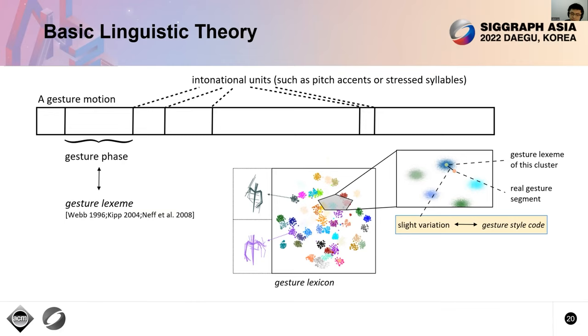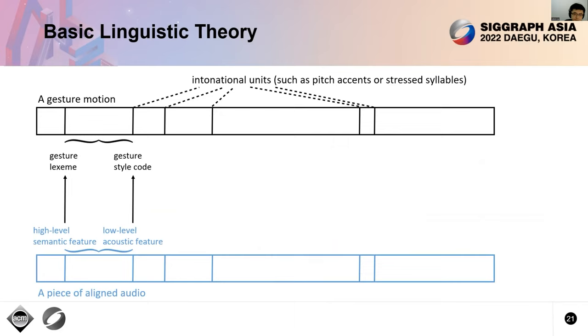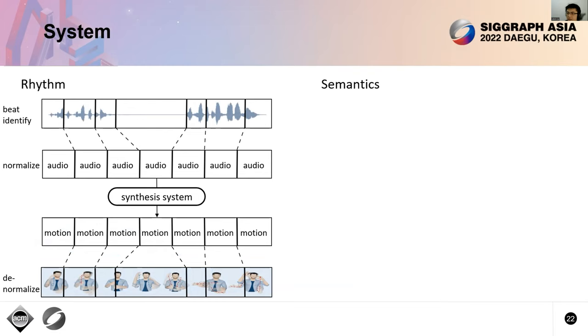And then we made some further assumptions about the relationship between the gesture motion and the audio. This is not only our assumption; it actually has some linguistic theory background. The gesture lexeme is usually related to the high-level semantics of the audio, so it generally corresponds to the semantics of the audio. And the gesture style codes, the variance within each gesture lexeme, are related to low-level acoustic audio features, such as stress and pitch.